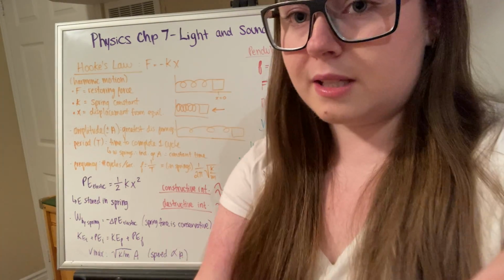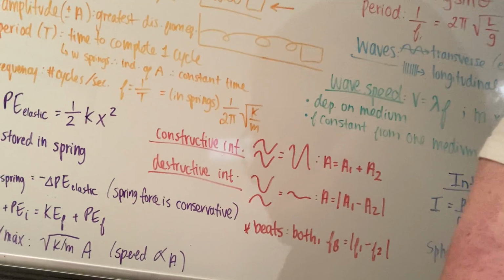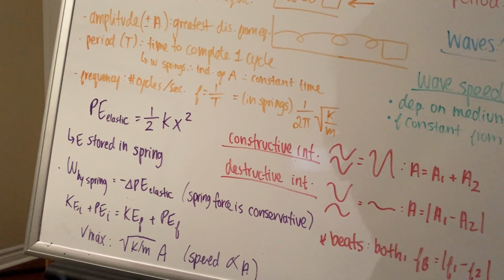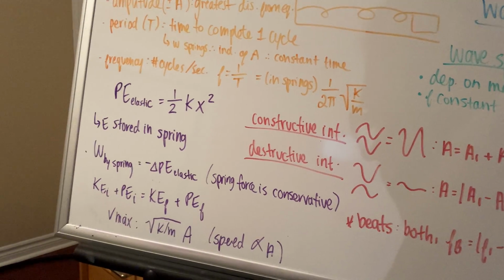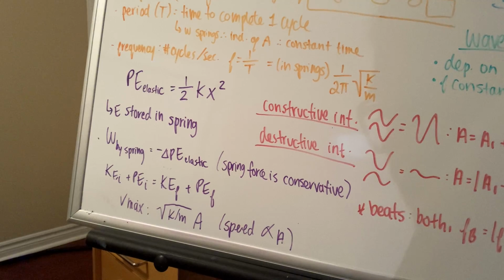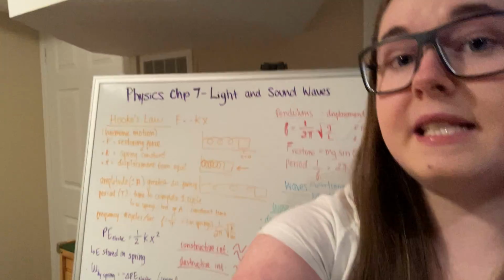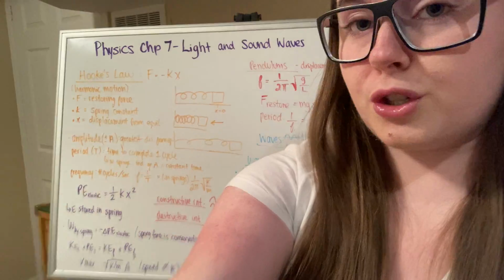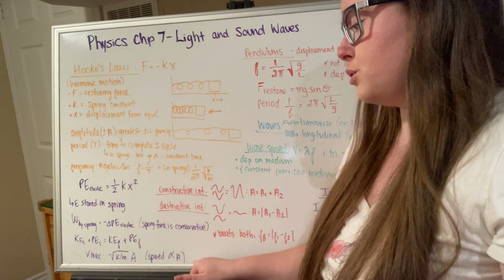And then I'm hoping you can see this. I'll bring it down for a second to make sure that you can. And we also have vmax down there. It says vmax equals the root of k over m times the amplitude. And that is just saying that the speed is proportional to the amplitude. Okay, so speed is proportional to the amplitude.